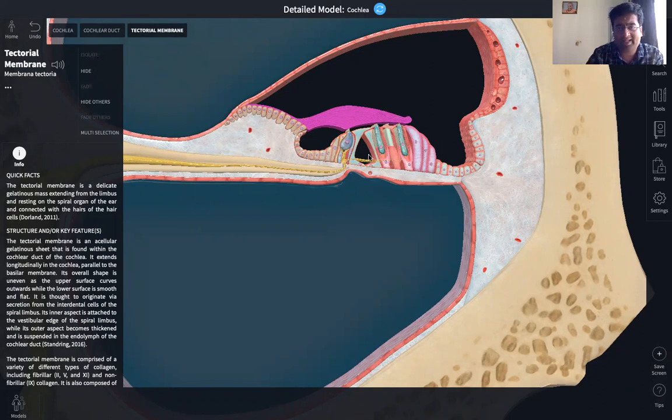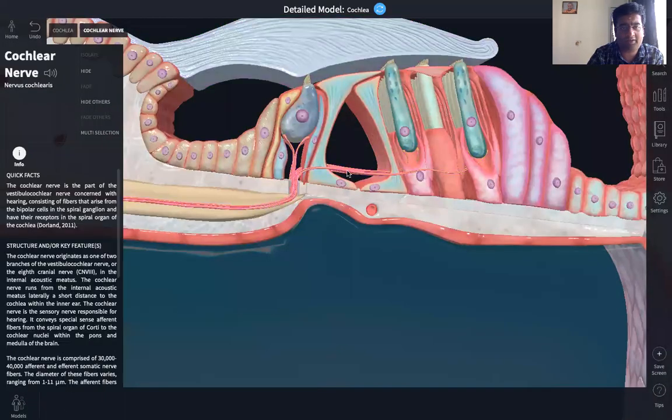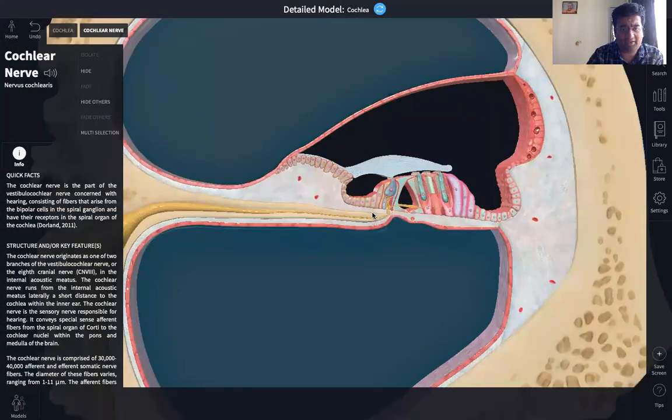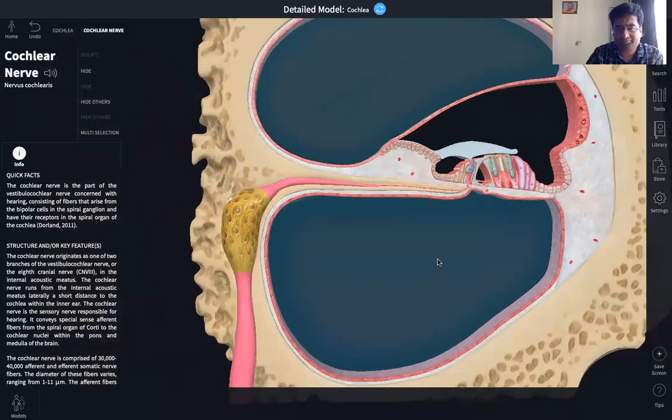Now that impulse is then transmitted via the auditory nerve. These are the fibers of the auditory nerve you can see here. That is also called the cochlear nerve, the auditory nerve. And then they carry these impulses towards the brain. So this is about the structure of the cochlea.